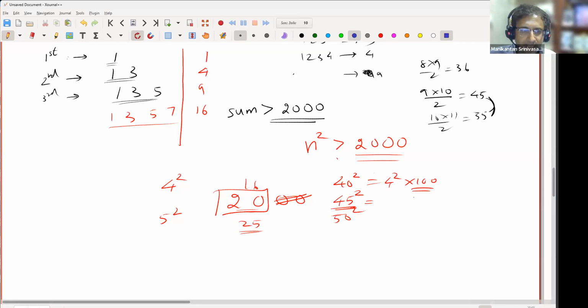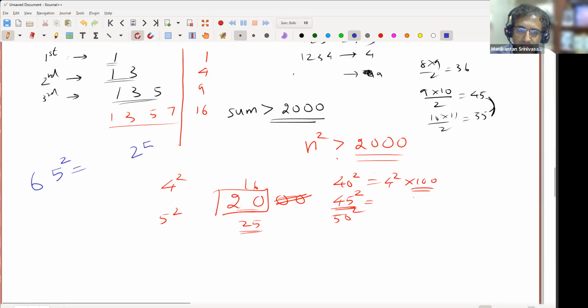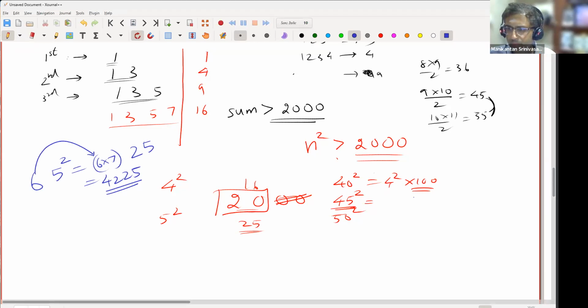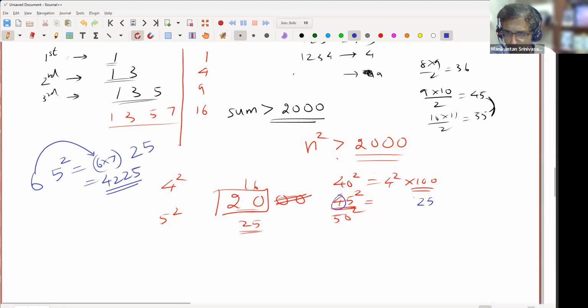So if I have a number, let's say, I'll take another, because in this case it might be a little confusing. Suppose I have 65 square. All I have to do is put 25 at the end, and then multiply 6 with the number after 6, which is 7, giving 42. So 4225 would be 65 square. Veer, you know this trick? Yes, I do. Squaring a number ending in 5. Navya, you as well? Okay. So in this case, 45 square would be, I'll just put a 25, and then 4 multiplied by 5 would be 20. So 2025 is 45 square, very, very close to 2000.